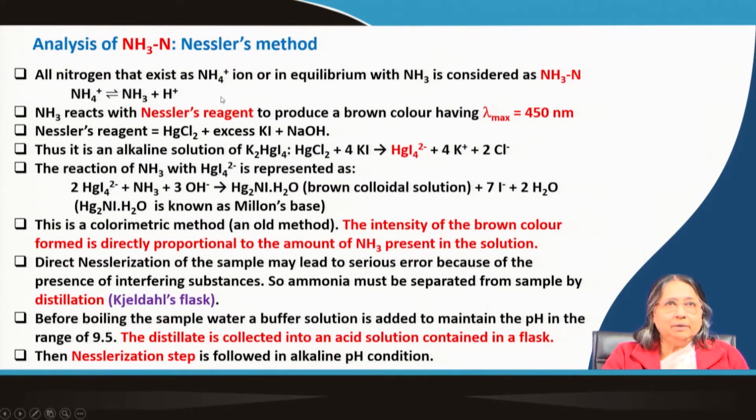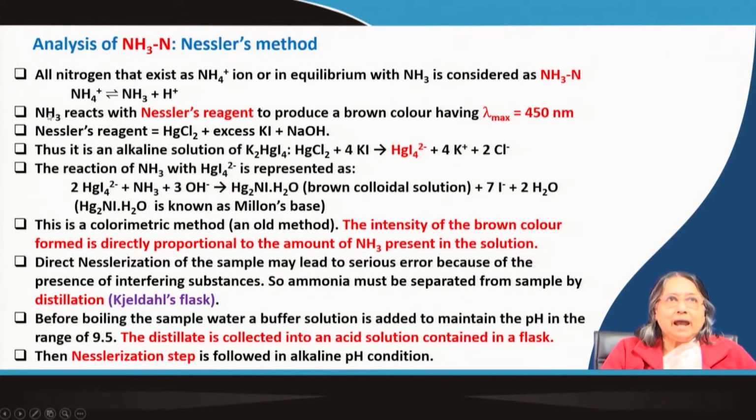You are very familiar with this equilibrium. I told you in my chemical equilibrium lectures that ammonium ion is in equilibrium with ammonia plus H plus. So, if you want to shift this equilibrium towards right, then what you have to do? You have to take out this H plus, Le Chatelier's principle, I already explained to you. So, how you can take out? You have to make the pH alkaline, okay. So, this is very important, that will be required here when you determine this ammonia nitrogen.